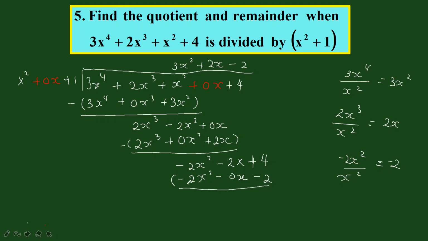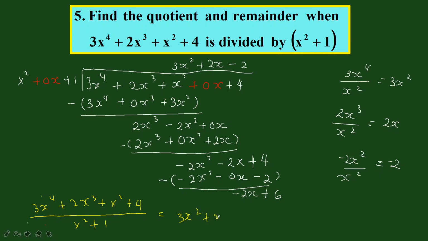Okay, again I'm going to minus all of this off. So I have a remainder here that will be minus 2x, and then I will have a plus 6. Okay, so time to put them all back into position. So the whole set will be 3x power of 4 plus 2x cubed plus x squared plus 4 divided by x squared plus 1. I'm going to have the quotient as 3x squared plus 2x minus 2. And I have a remainder this time. So I'm going to write plus, and then I will put a bracket there, minus 2x plus 6, and then the divisor x squared plus 1.